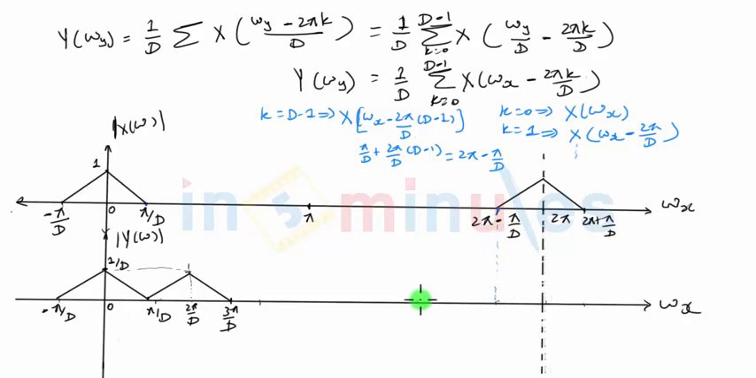So my whole new spectrum will now be available between these 2 points, where this midpoint will be 2 pi by d into d minus 1. This point is nothing but 2 pi minus pi by d, and this point will be 2 pi. Now this is minus pi by d, so if I consider minus pi by d plus this whole thing, that will give me 2 pi minus 3 pi by d.